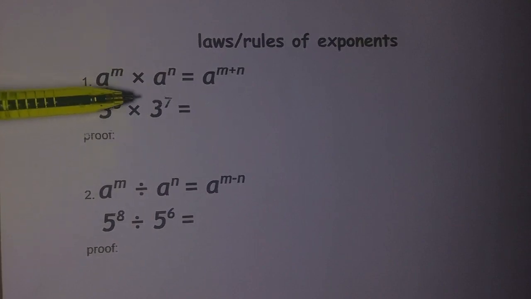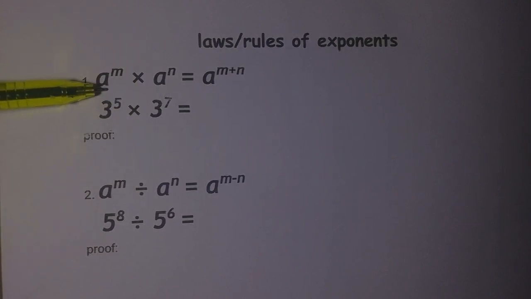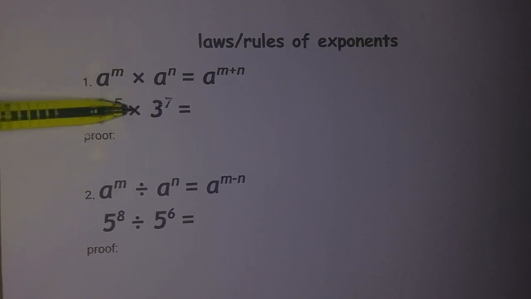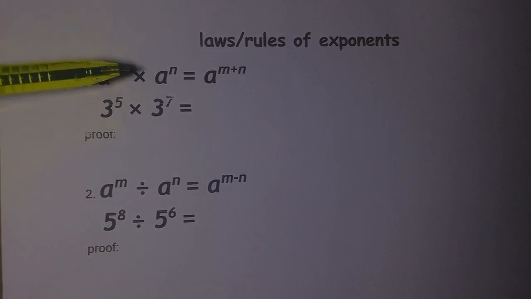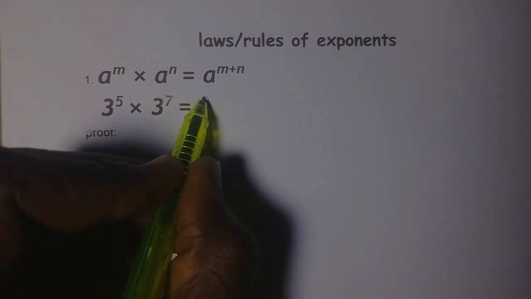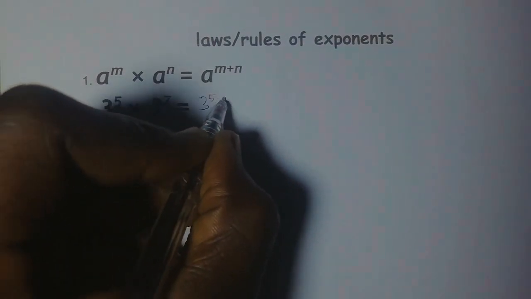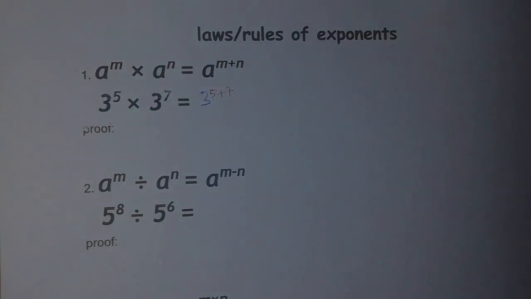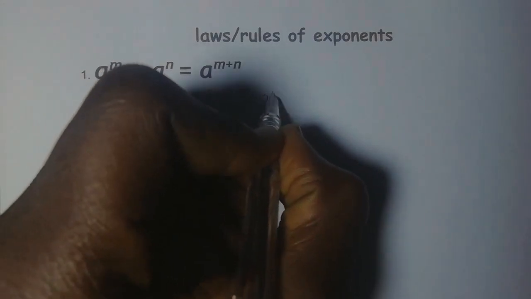What makes this count as the first law is that the bases are similar. In this case, 3 is the base, and also 3 is the base. So we can use this law. According to this law, we can write this as 3 power the sum of the powers, which is 5 plus 7, which is equal to 3 power 5 plus 7, that's 12.